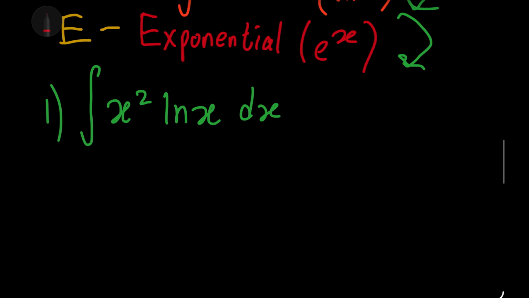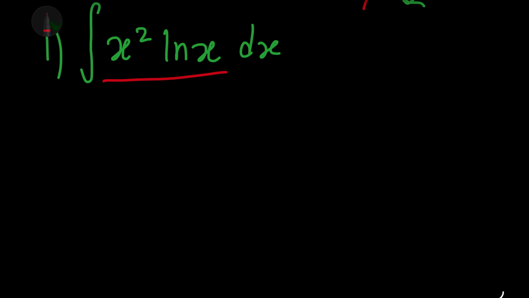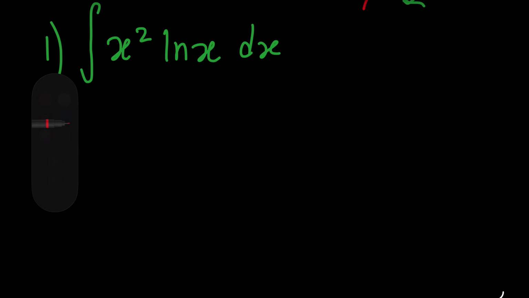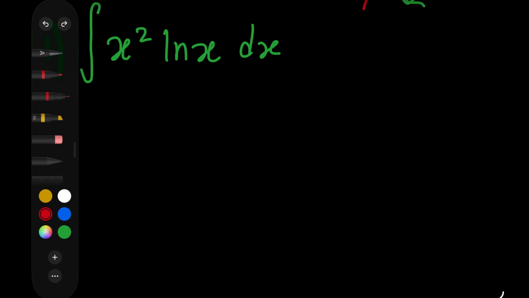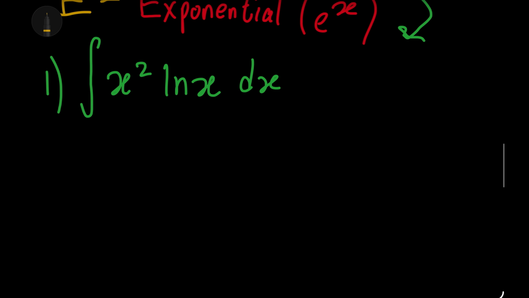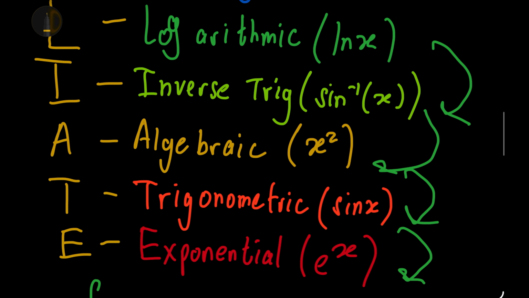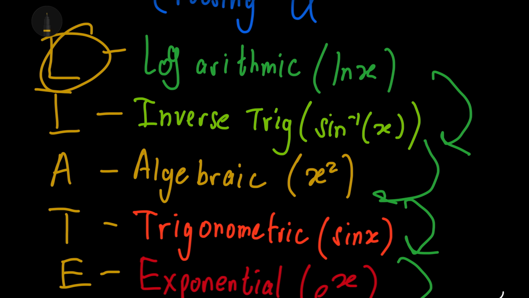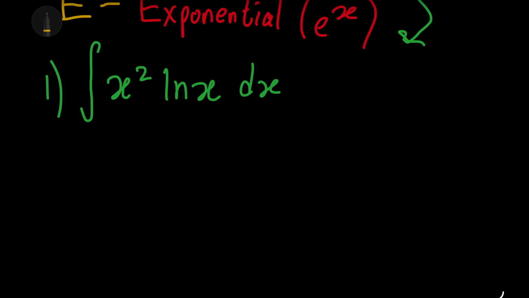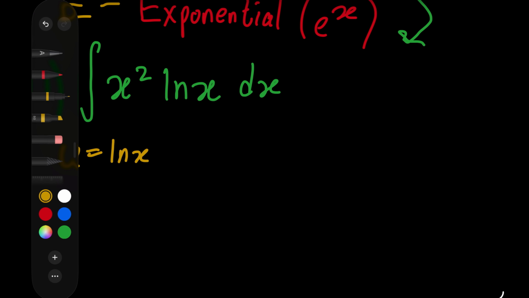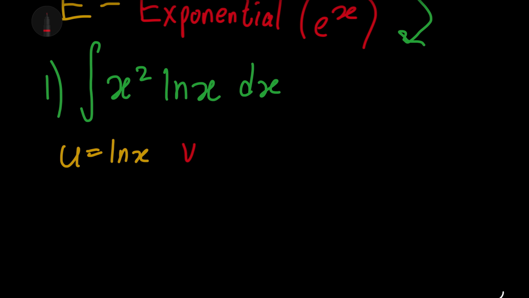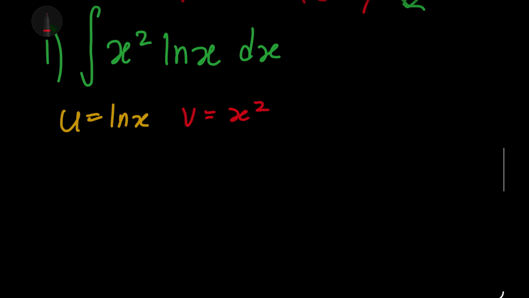Now to solidify this, let's actually do a question. All right, here we have x squared ln x dx. So again, we need to pick out what is going to be a u and what is going to be a v. Okay, we have an algebraic function here and we have a logarithmic function here. So let's go back up. Logarithmic is clearly the best option, and then algebraic is in the middle, which means our u value will be ln x, and our v prime value will be x squared.